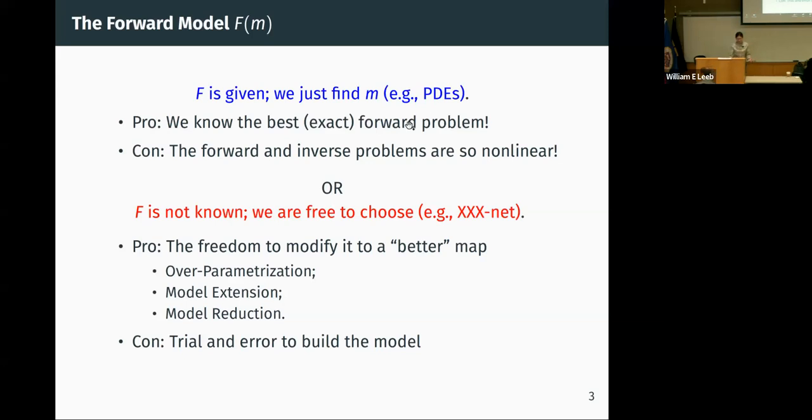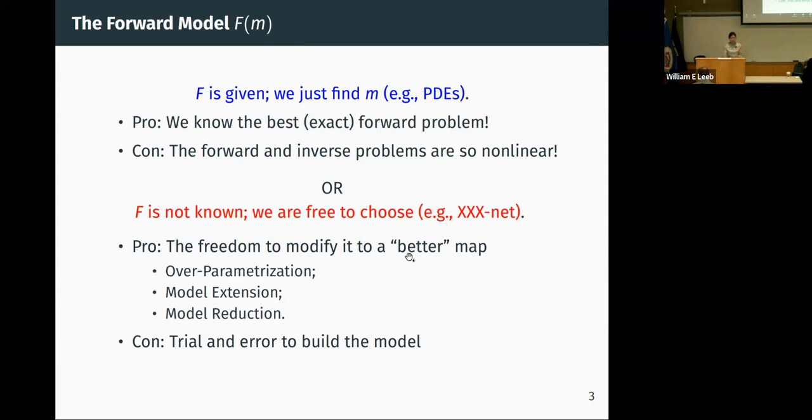It's elliptic in nature. But on the other hand, if you have the freedom to build a model, for example some neural network, you can manipulate the property of the forward model. For example, we know an over-parameterized neural network has certain properties, or we know a convolutional neural network has certain properties. So you can really choose the model accordingly to make the learning easier, or adapt to your particular application and its accuracy.